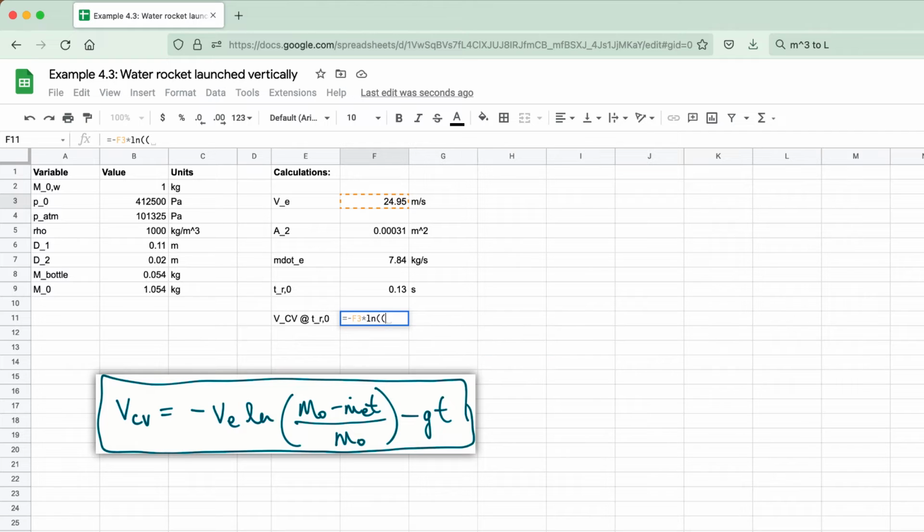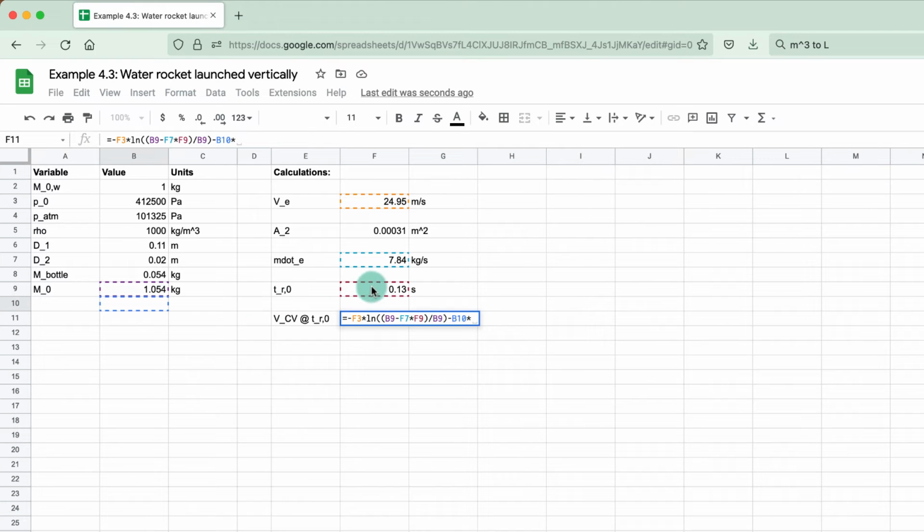The ln of, okay, so we've got our total mass minus our m dot e times. So for times, I think you've noticed by now, you use the asterisk. Whoops, not t, we want this value here. Then divided by our total mass. The divided by is the slash there, another bracket, and then we subtract g. So what I'll do is I'll put g down here. So I'll put g there. So I'll click on it for now.